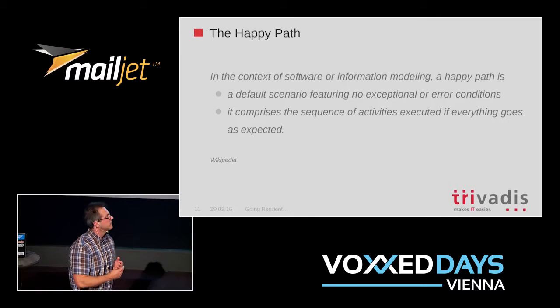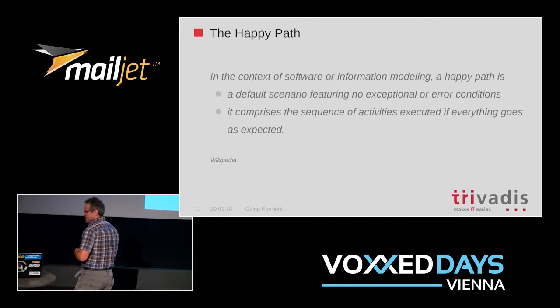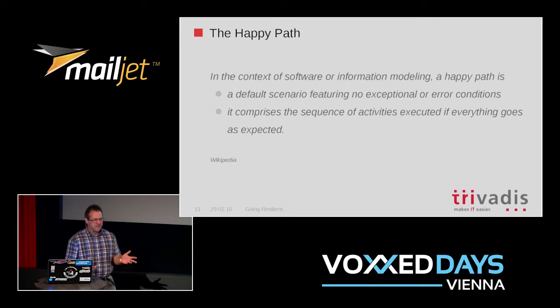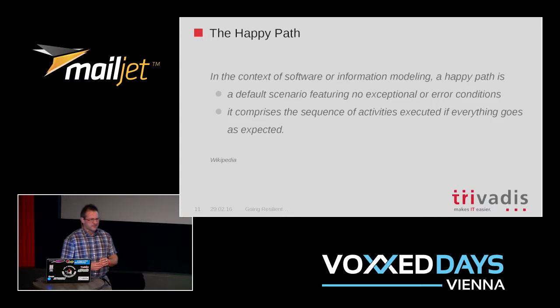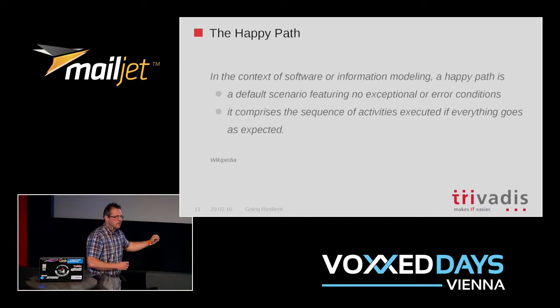That's the happy path. When we build software, we just build it as if everything works perfectly. Every one of my counterparts, my services, will answer my requests. I will get valid results, valid data. Everything is fine. And often people build exactly the services that way.